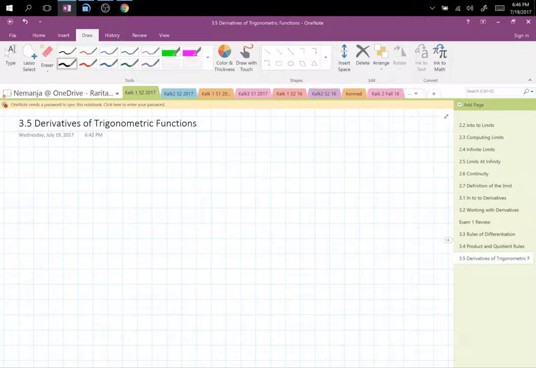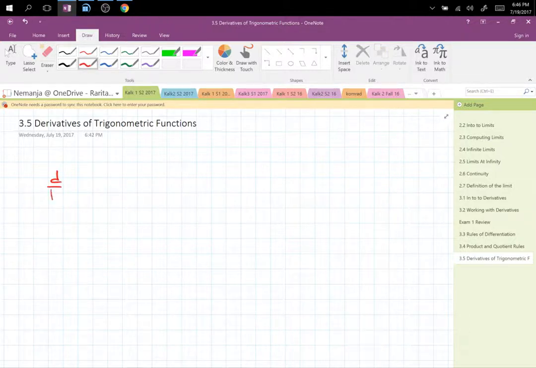So we are going to now define the derivatives for all of them. So I'm going to write all 6 formulas first, and then I'm going to prove sine. We do a few examples, and we are done. Sounds simple, right? I mean, it is.